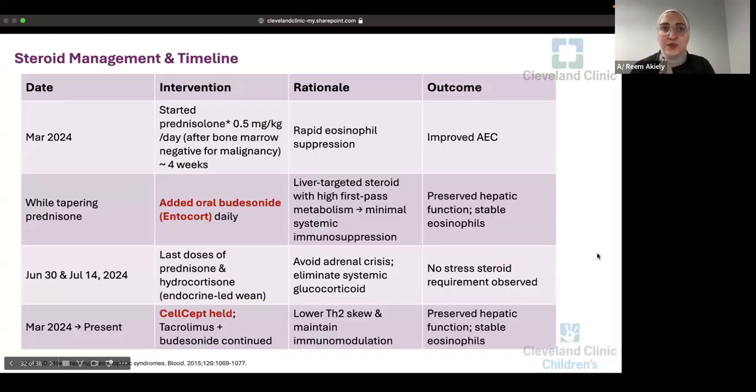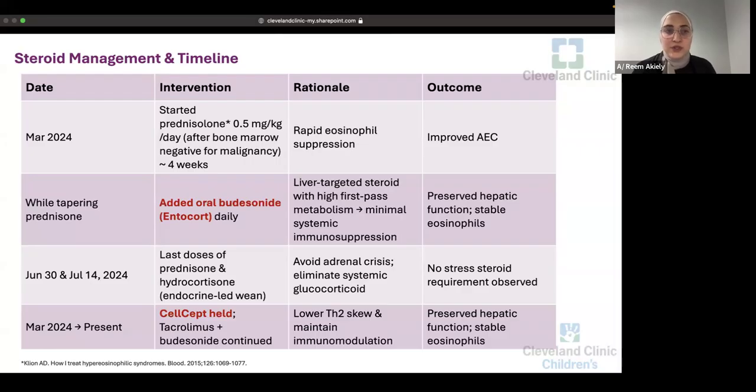So to summarize the management of this patient, once we hit the peak of 27,000, and as soon as the bone marrow was negative for malignancy, we started prednisolone, which is the standard steroid to use, at a dose of 0.5 mg per kg per day. This continued for 4 weeks and resulted in rapid eosinophil suppression until we completed our evaluation and management approach.